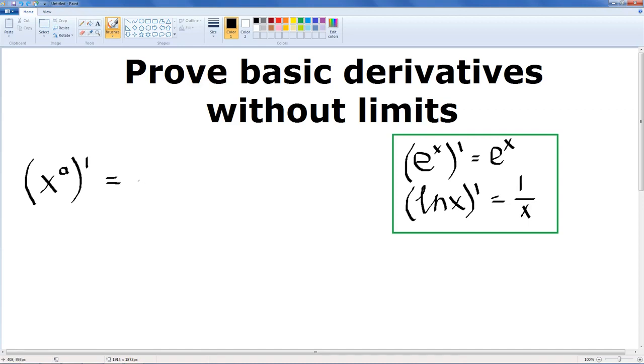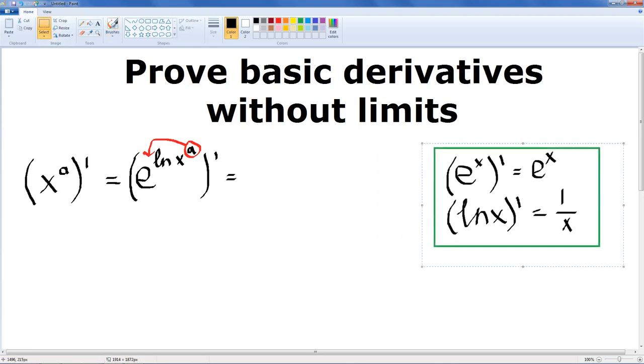We can express this as e to the ln of x to the power of a, right? Because any number is equal to e to the ln of that number. You should know that property. And now, you see this a, we can actually take that a and put it in front, because that is one of the properties of the logarithm.